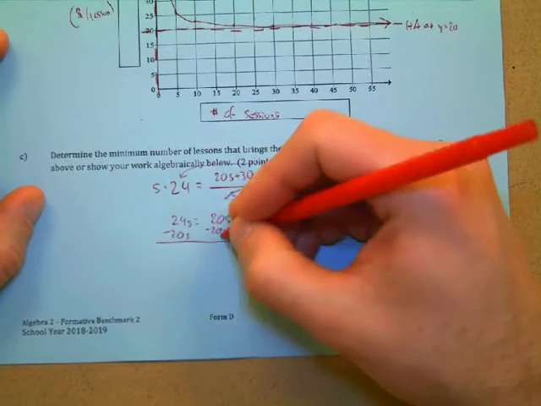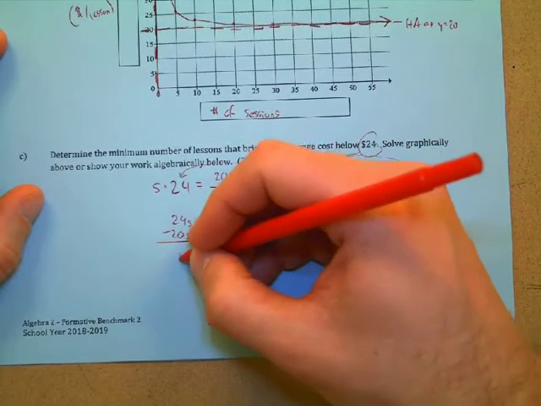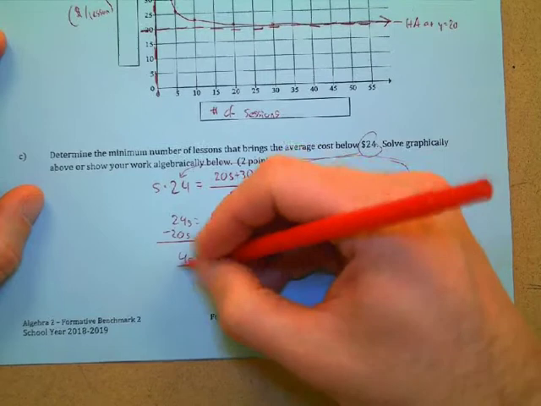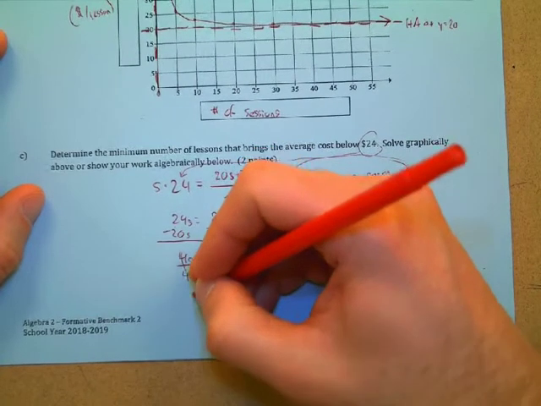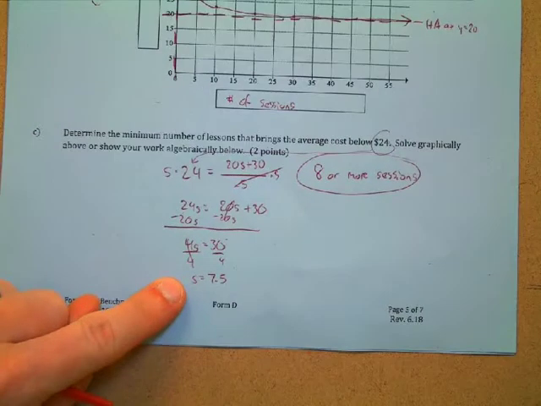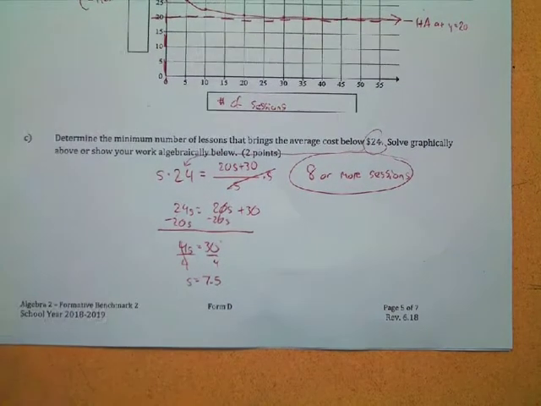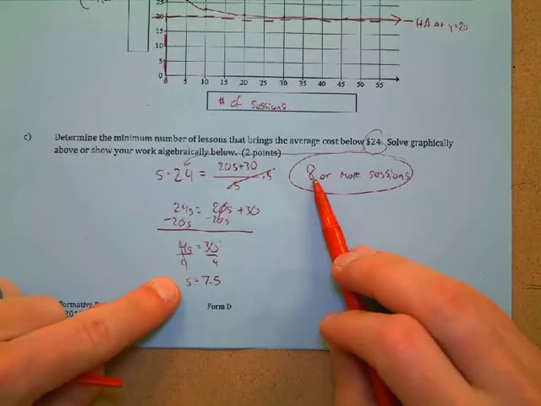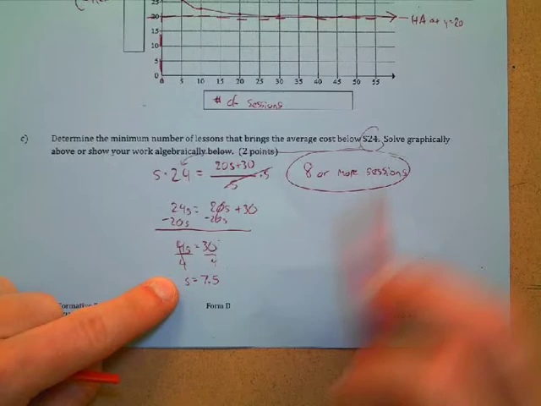And so 24s take away 20s is now 4s, which is equal to 30. Okay, and so then divide both sides by 4. And s, there's your 7.5 that we found. But again, our answer is not going to be 7.5 because we probably can't do half of a session. I mean, it depends, but more likely we'll say 8, right? We need 8 or more sessions then, which is what that rounds up to.